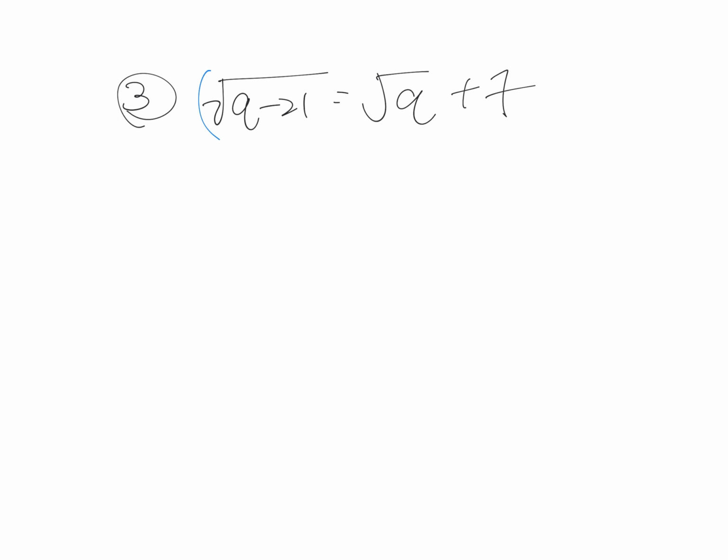So we know we have to square the left side to get rid of the square root there. But I got to square the whole thing on the right. So the square and the square root cancel out. I'm left with q minus 21 on the left. Binomial on the right, root q plus 7.